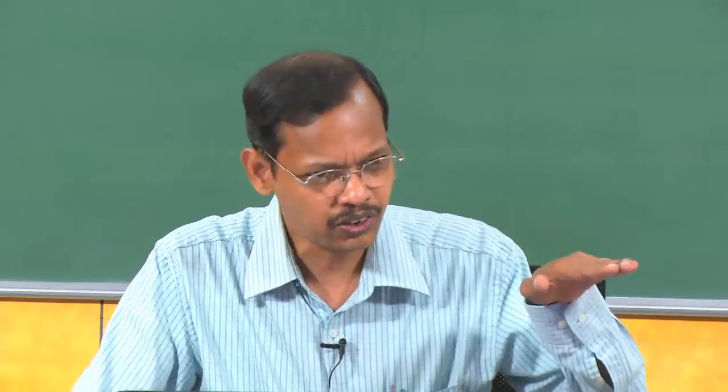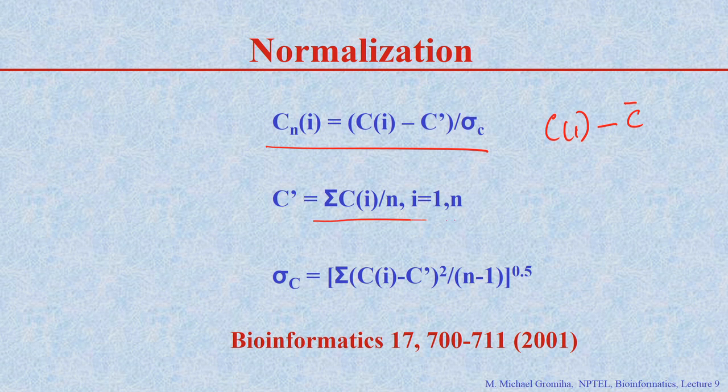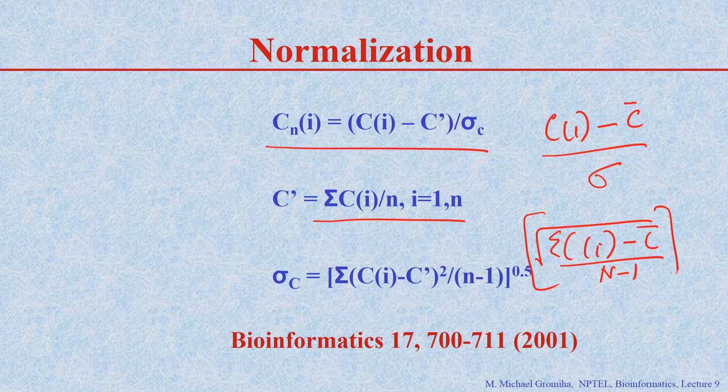Now, you can normalize these numbers, because here we get a maximum of 0 and a minimum number. We can normalize using the equation: the normalization of C of I for new positions equals C of I, the conservation of a particular residue, minus the mean of C, that is C prime, which equals the summation of C of I divided by n, with I from 1 to n, the number of sequences aligned in this position, and sigma. What is sigma? Standard deviation. How to get the standard deviation?